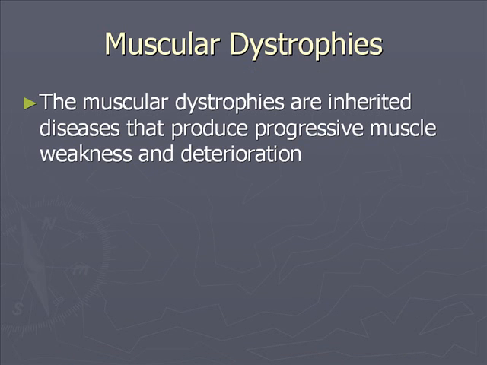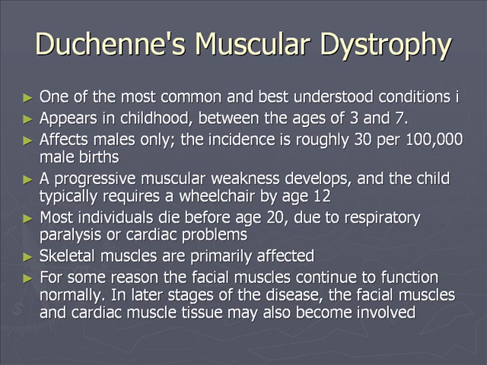Now, there are some abnormalities that can affect muscles. One of the abnormalities that I would like you to be familiar with is referred to as the muscular dystrophies. These are inherited diseases that produce progressive muscle weakness and deterioration. This is one of the most common abnormalities and actually one of the best understood conditions or illnesses that we deal with. We see that it appears in childhood. Many of you may be familiar with the telethons or the programs that usually come on television looking for contributions to be able to help individuals that are affected by this disease.